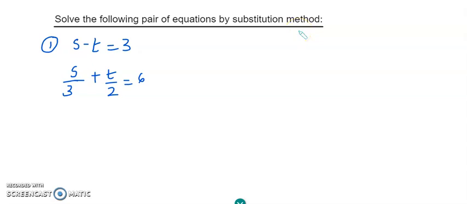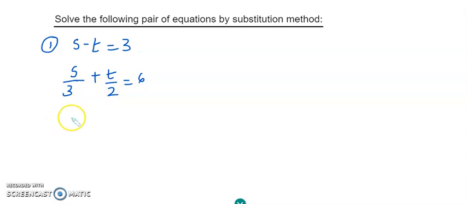As you can see here, I have two equations: s minus t is equal to 3 and s by 3 plus t by 2 is equal to 6. In the first equation, it's obvious that there is no denominator and nothing to do with an LCM. But in the second equation, we have to work it out to make it a simple equation. On the left side, the denominators are 3 and 2, which means the LCM will be 6.